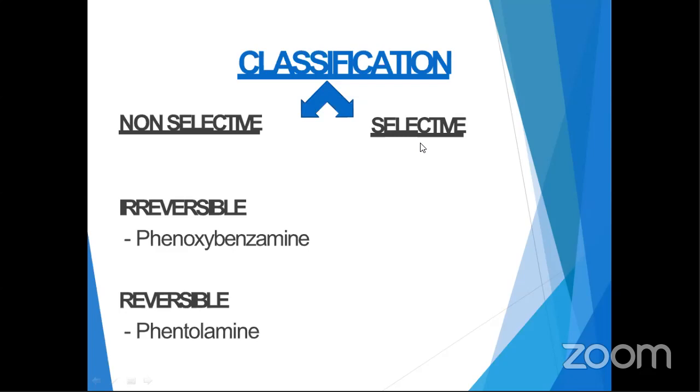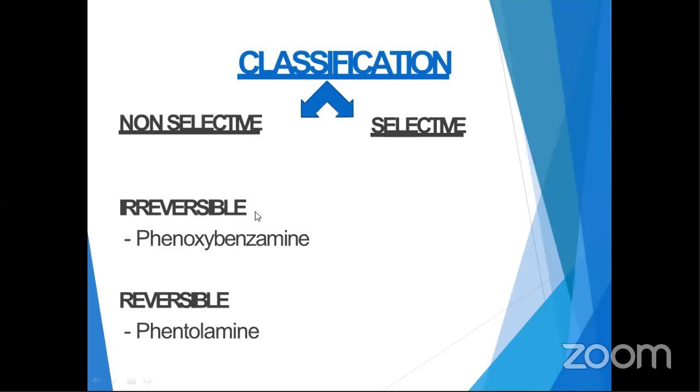When we say non-selective, it means that these two drugs, phenoxybenzamine and phentolamine, are going to block both alpha 1 as well as alpha 2. And when we say selective, it means that it's going to block either alpha 1 or alpha 2 only, not both. Otherwise it will be a non-selective. Got the point now? Fine.